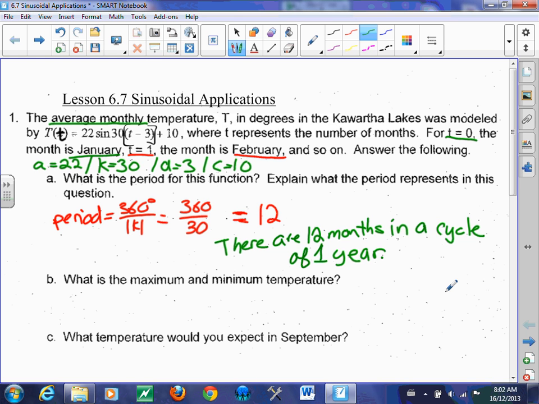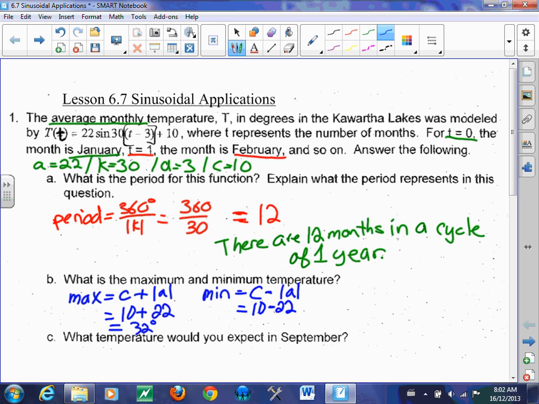Now it asks us, what is the maximum and minimum temperature? Remember, we know that the maximum equals our C plus the absolute value of A. Looking up top, C is 10 plus our amplitude, or A, which is 22. So our maximum temperature is 32 degrees. Our minimum temperature equals C subtract the absolute value of A. That's 10 subtract 22, which equals negative 12 degrees. Now remember, folks, this isn't the temperature outside. This is the temperature of the water.